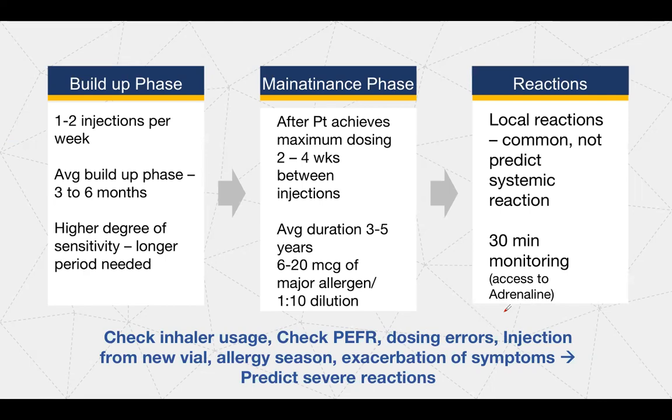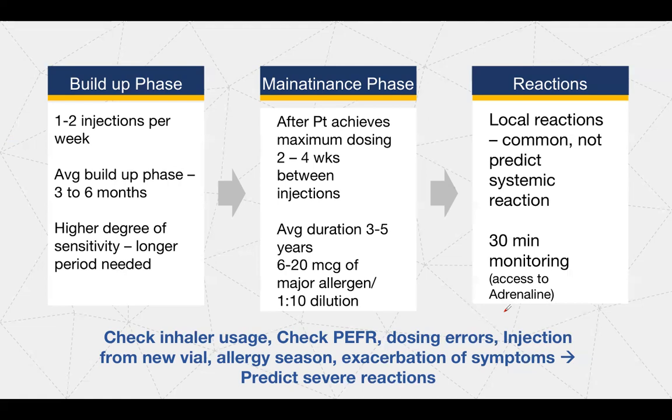In the maintenance phase, the patient will take the dose maybe between 2 to 4 weeks intervals. Initially 2 weeks interval, then we increase the gap to 3 weeks, then 4 weeks. But again, important to note, the average duration is 3 to 5 years. Generally, the dose is 6 to 20 microgram of major allergen per 1:10 dilution. And for that dilution, we start with maybe 1:10,000, then 1:1,000, then 1:100, and finally 1:10.